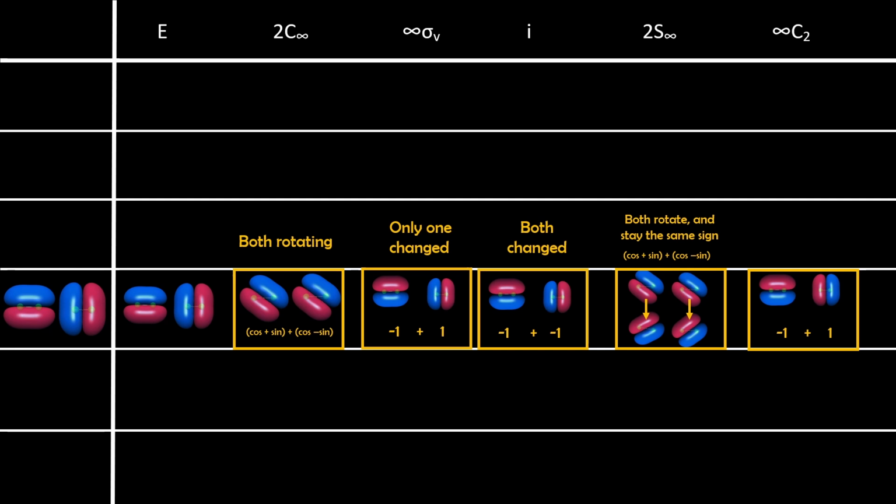For the S infinity operation, the orbitals are rotated and then reflected through the horizontal mirror plane. For the perpendicular pi u set, the reflection does not introduce an extra negative sign, so the character remains 2 cos phi. For the perpendicular C2 operations, one orbital is left symmetric and the other is antisymmetric, so the total character is again 1 minus 1, which is 0.